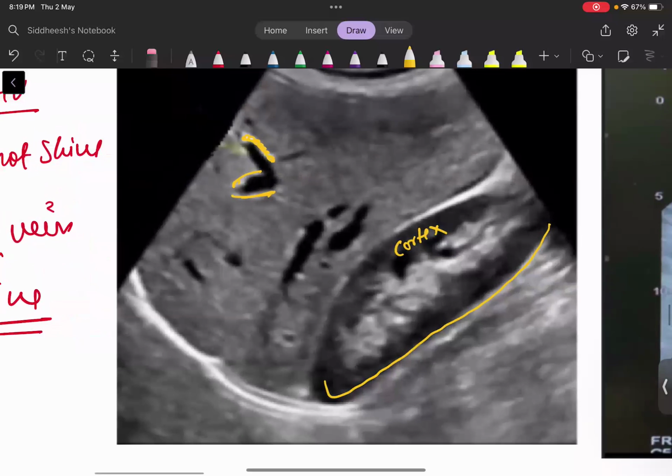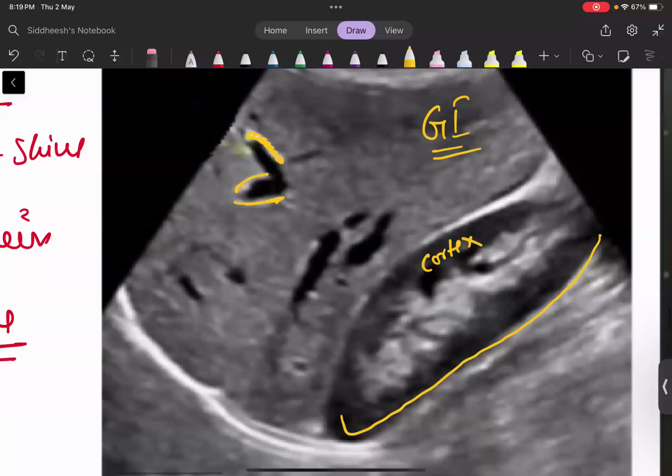Okay, so just focus on the cortex part. It is darker in color compared to the liver. So we can tell that the patient is having what? A grade 1 fatty liver. The next thing you have to check is the portal veins. So here is the portal vein, right? So let me remove this color.